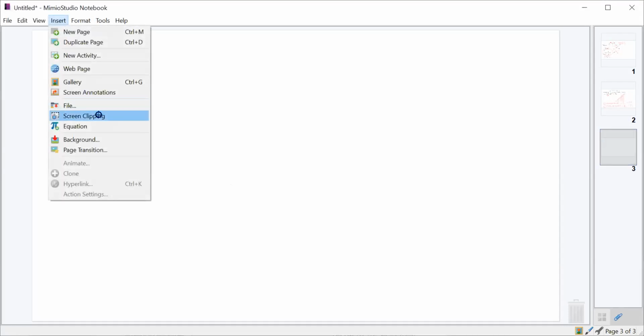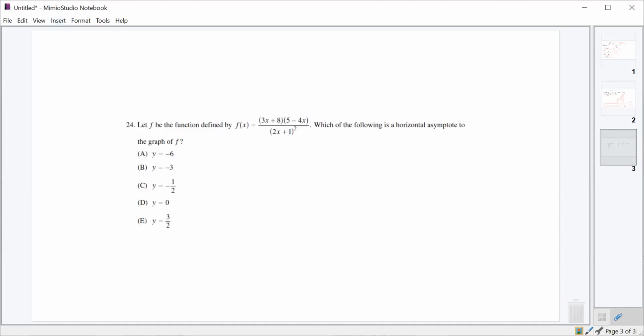Put it in here. 24, 2014. This is the one, right? Did I just take the wrong? I might have taken that from the wrong test. No, that's the right test. Okay, good.